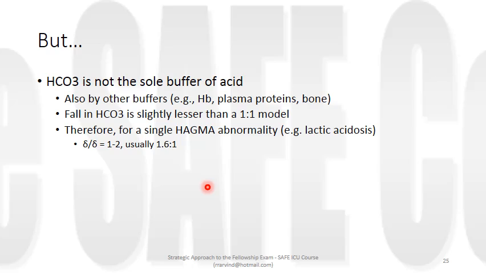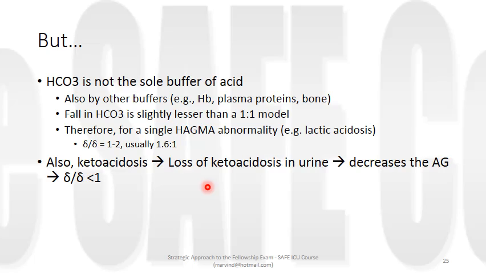So the concept is still the same. The delta delta ratio talks about what the bicarb should be, and if the delta delta ratio is higher than expected, then it means the bicarb loss is higher than expected, and so on. But don't think of the delta delta ratio as being 1. It should be up to 1.5, 1.6. 1.5 to 1.6:1 is normal. Okay. One more spanner in the works.